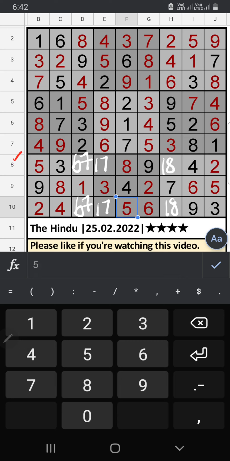8th row we have 8, so 8 can't come in this cell, 8 is confirmed here, then 1 is here. 8th row we have 1, so 1 can't come in this cell, 1 is confirmed here, then 7 is here. 8th row we have 7, so 7 can't come in this cell, 7 is confirmed here, then 6 is here.